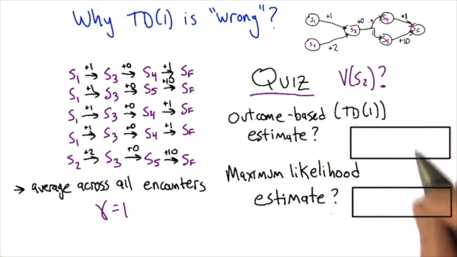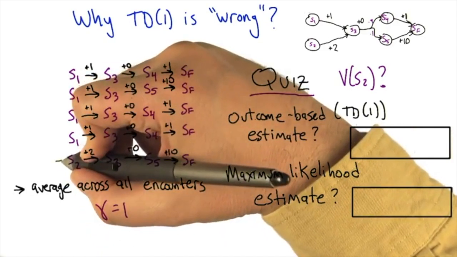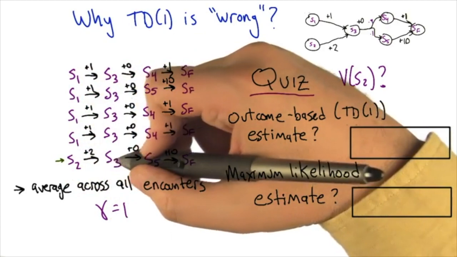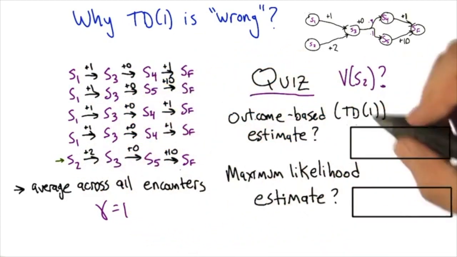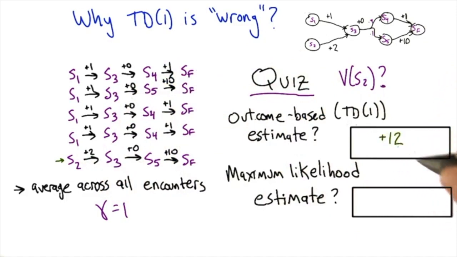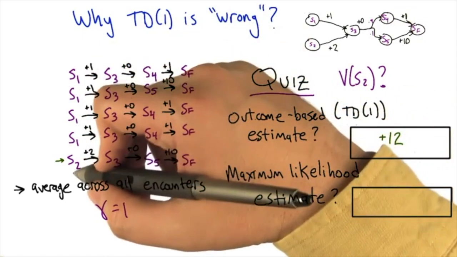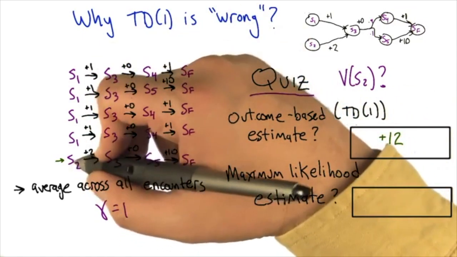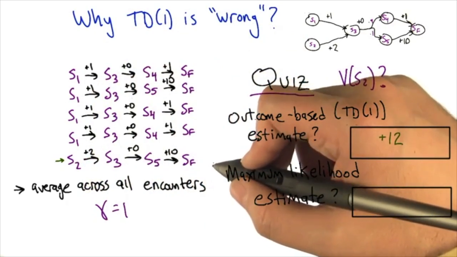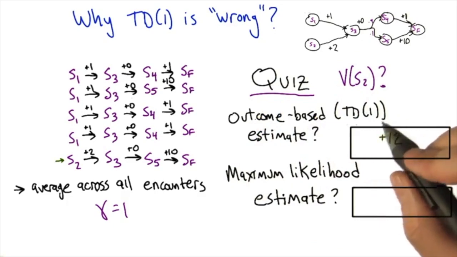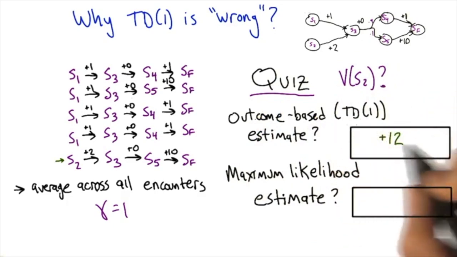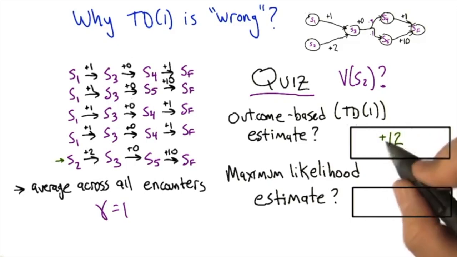So if I look at it, we encounter S2 exactly once. And so the average of 1 is pretty easy. What is the estimate for that one? Well, 2 plus 0 plus 10, which is 12, because gamma's 1. So this is saying, because we've only ever encountered S2 once, and the one time that we saw it, we ended up with a reward of 12 getting to the final state, that's going to be our estimate. And that's what TD1 would actually do, modulo the learning rate and how you initialize the values and so forth. But that's sort of what it's trying to be like, given this data.